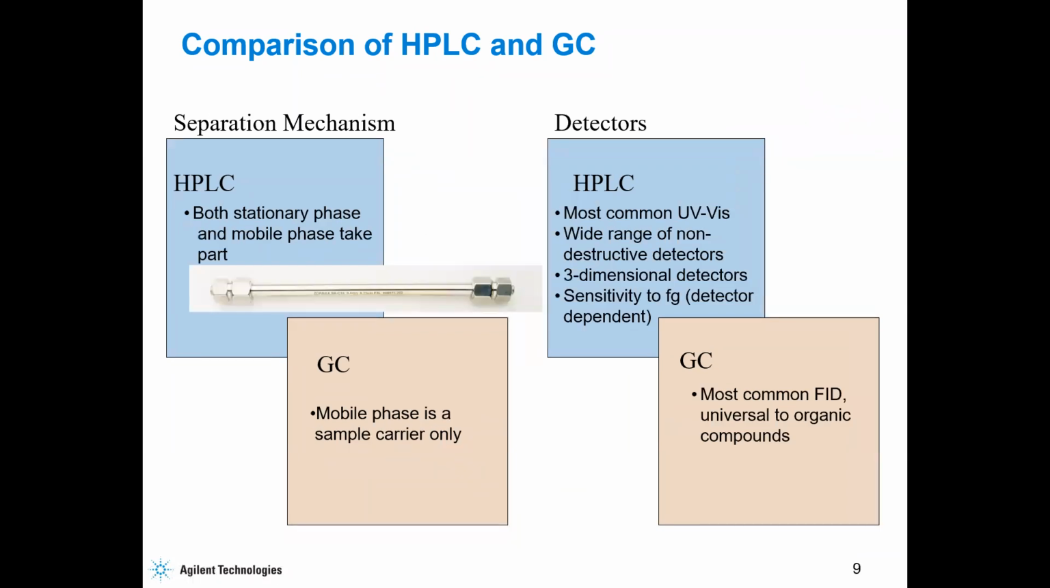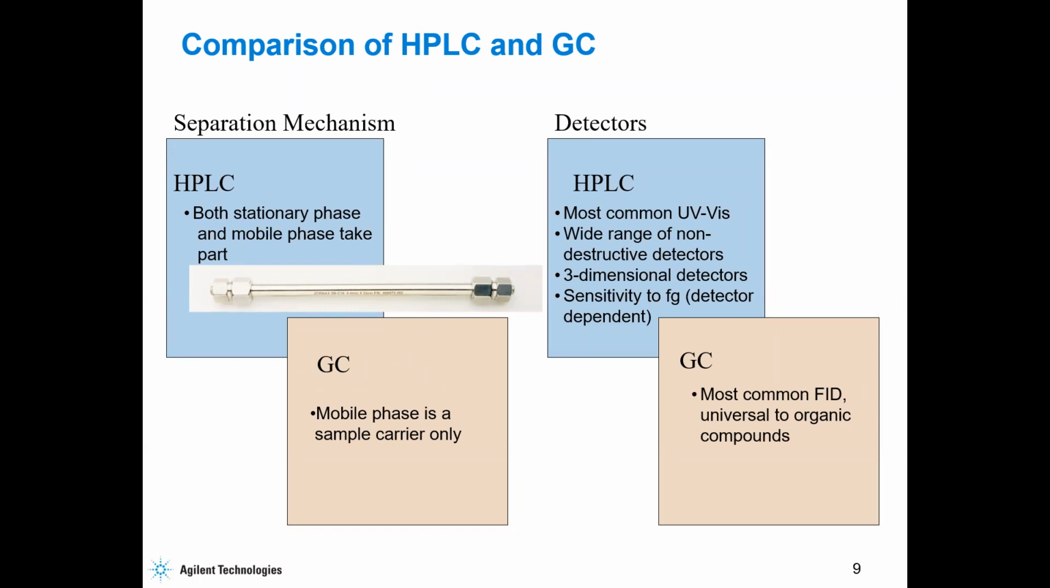Then in terms of separation mechanism, in HPLC, both the stationary phase and the mobile phase take part in the separation, because your sample must be soluble in your mobile phase and the stationary phase does the partitioning. Whereas in GC, the mechanism of separation is just the stationary phase. The mobile phase is inert. It only carries your sample into the stationary phase where the separation takes place.